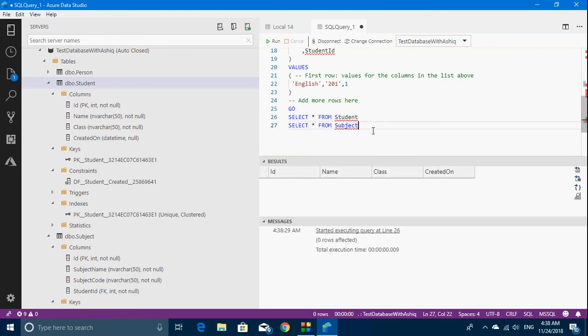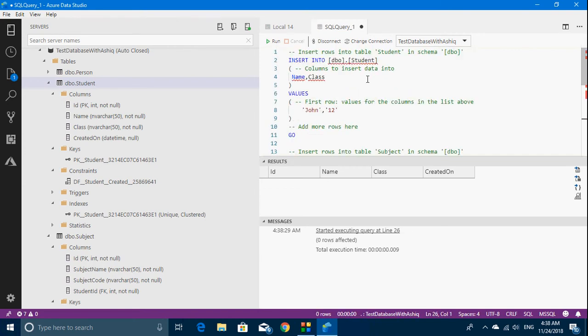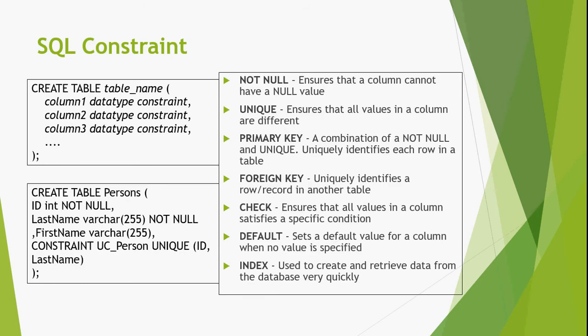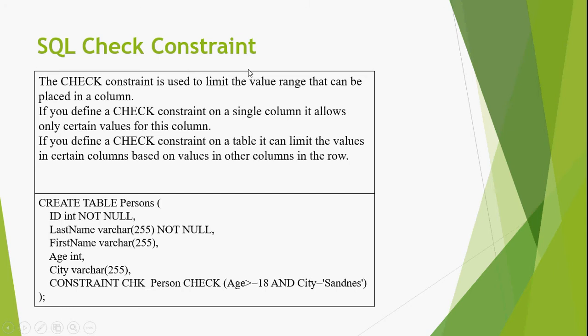Oh, both are working fine. So now we can prepare the table with this constraint, and the constraint with cascade delete. So on delete cascade: if that ID is deleted, then it will be deleted automatically with cascade. Next, the SQL check constraint.